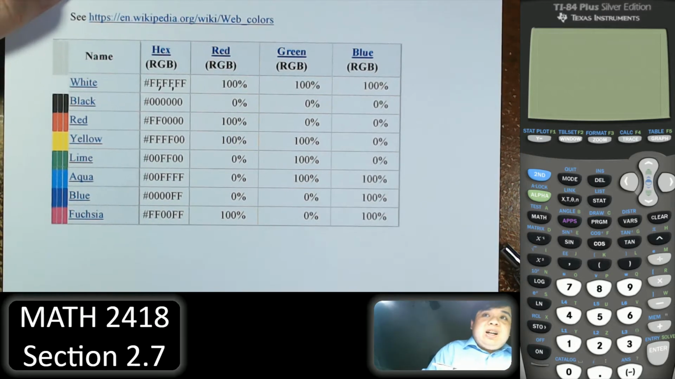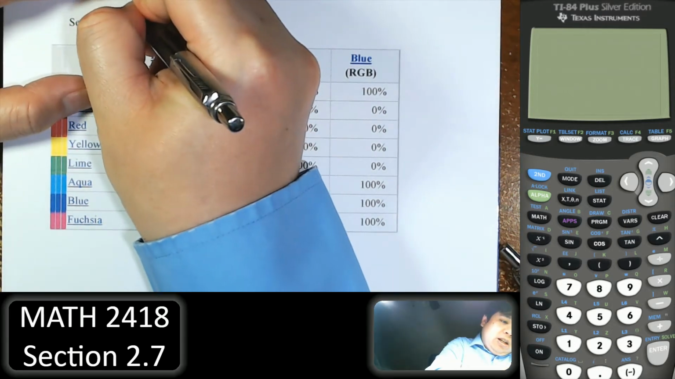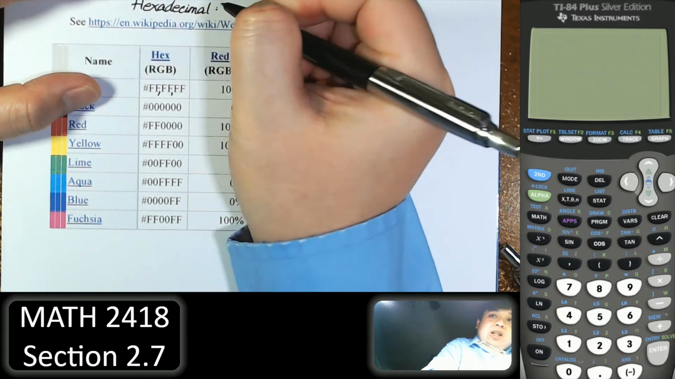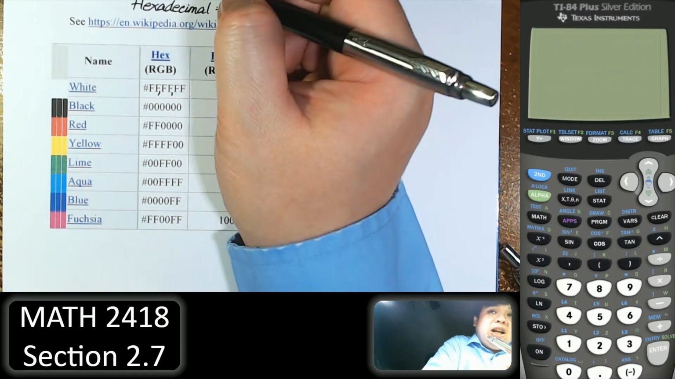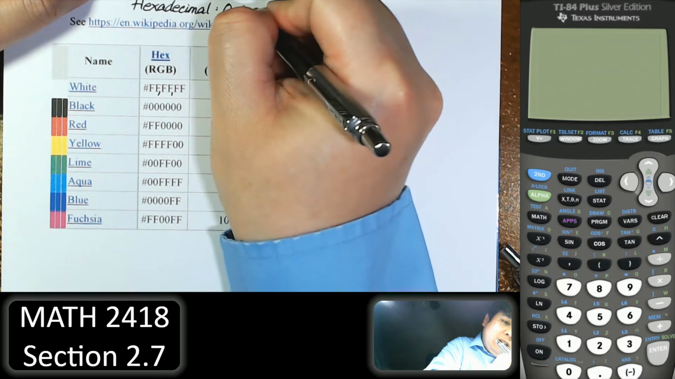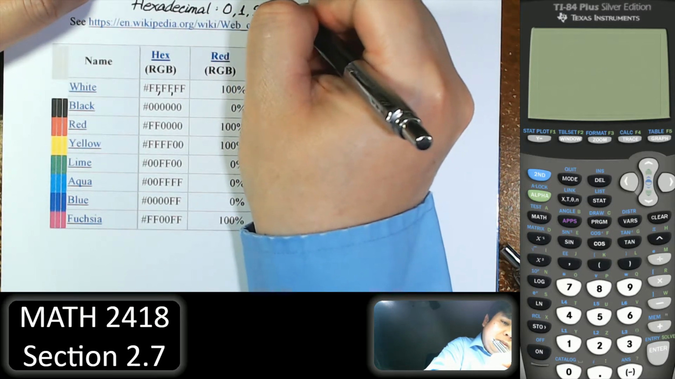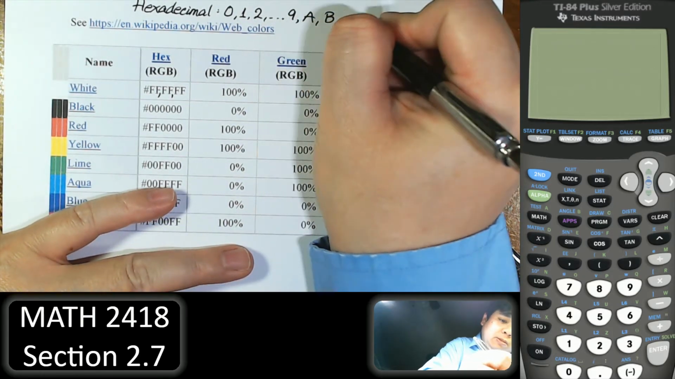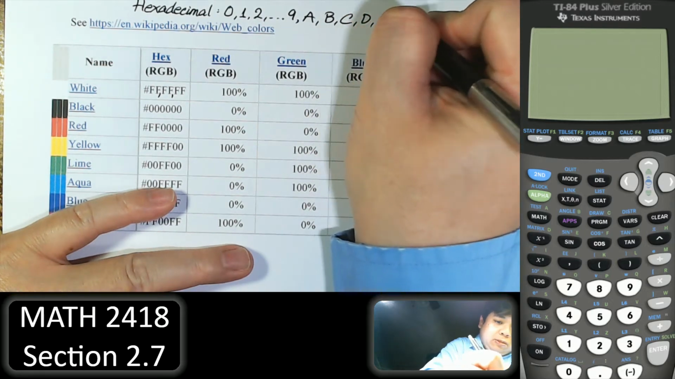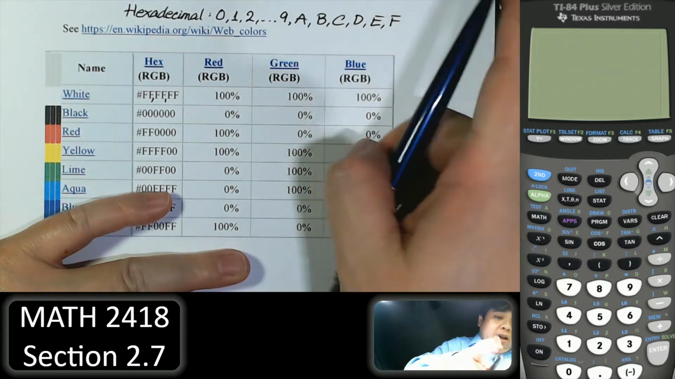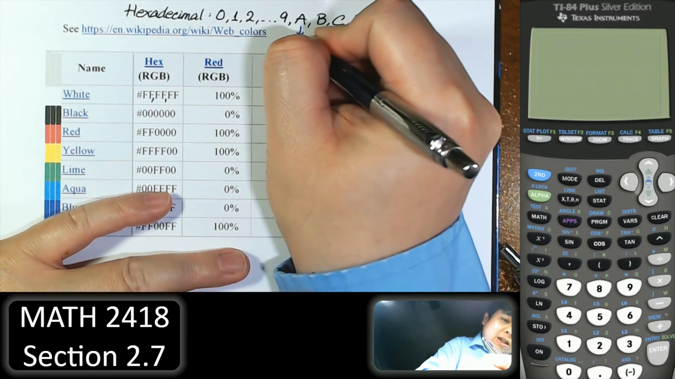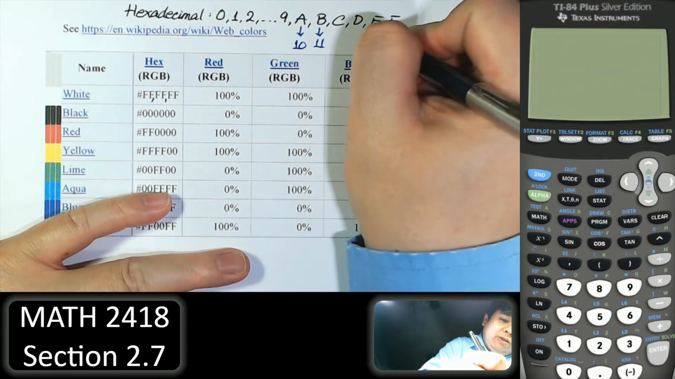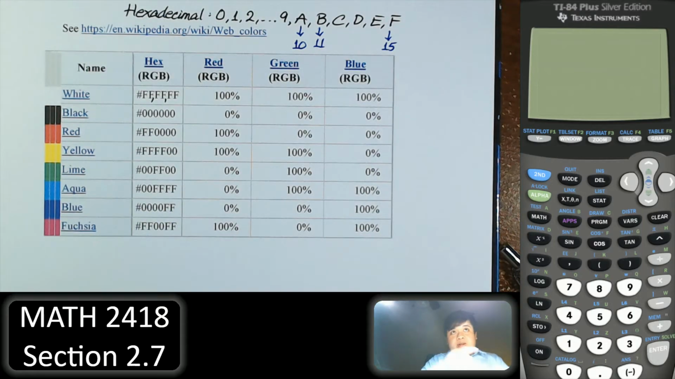This is the hexadecimal system. Just like in decimal we have digits from 0 to 9, in hexadecimal we have 0 to 9 and then A to F, where the value of A is 10, B is 11, and F is 15. All the way from 10 to 15 for A to F.